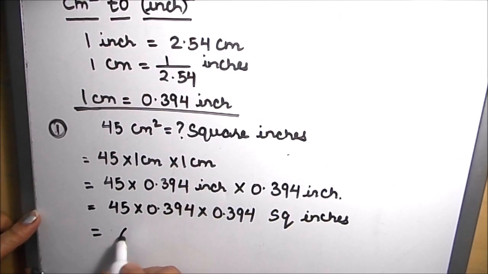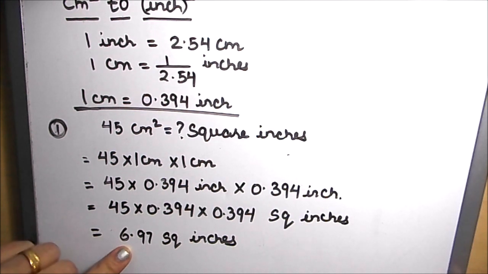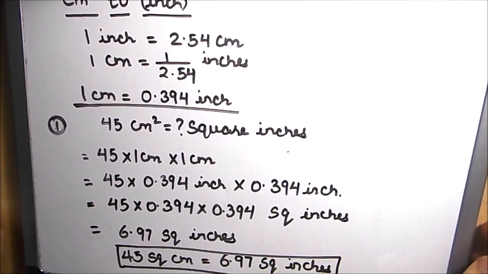So this will become 6.97 square inches. This is only up to 2 decimal places. If you want, you can take up to 3 or 4 decimal places value. So our final answer will become 45 square centimeters is equal to 6.97 square inches.